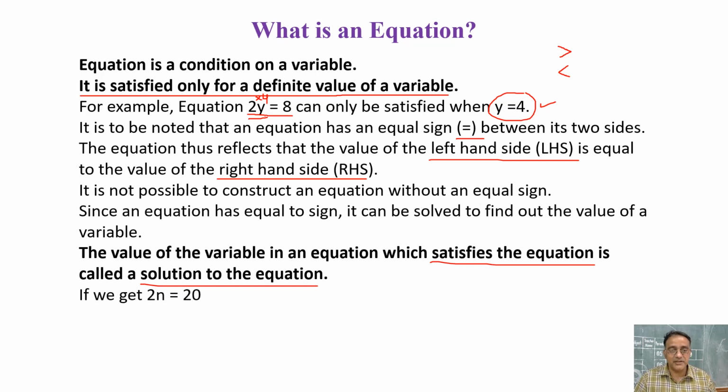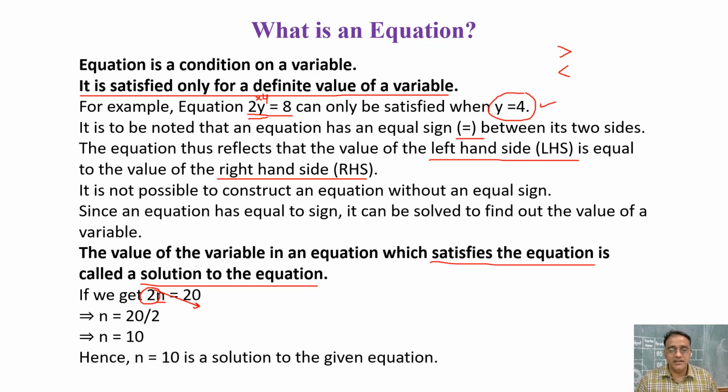And we'll take another example. 2n is equal to 20. If we substitute n is equal to 10, it satisfies. Otherwise also we can solve these equations directly. If we shift the 2 to the other side, it goes to the denominator, 20 by 2. 20 divided by 2 is nothing but 10. And otherwise we can substitute the value of n. If we substitute 10, both LHS and RHS come out the same.